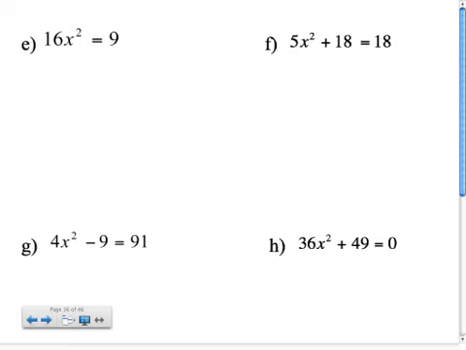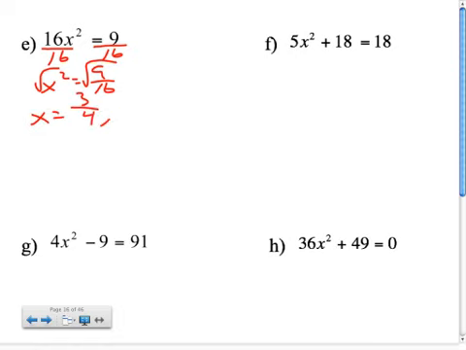All right, again, we're just going to keep plugging away here, keep going through this video. So divide by 16, x squared equals 9 over 16. Take the square root of both sides. So x equals 3 over 4 or negative 3 over 4. Could be either one.